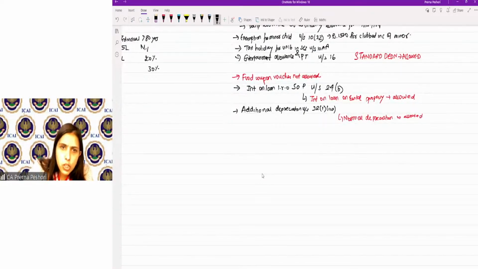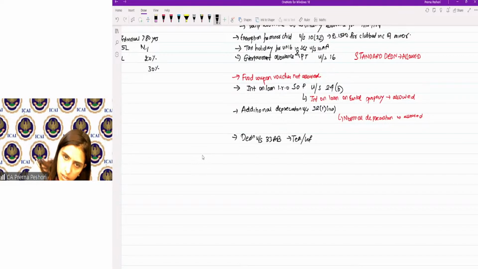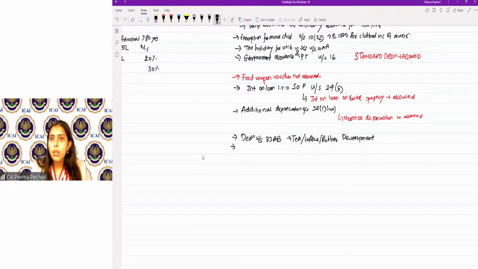What else is not allowed in PGBP? The allowances or the special deductions which are given under 33AB, tea, coffee, rubber development. We will see all of this on Wednesday, which is next week. Because Monday also we have class, ma'am, right? Yes, Monday we have class, but we are going to deal with the basics of the PGBP on Monday.